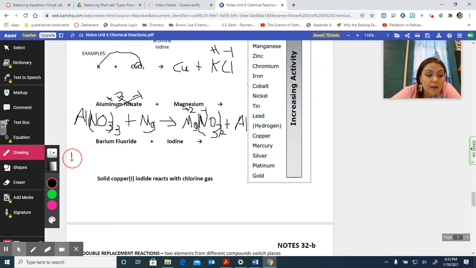So barium fluoride. We have barium, which is Ba. Fluoride is a regular one, it's not ate or ite or anything like that. So I just write its symbol, which is F.